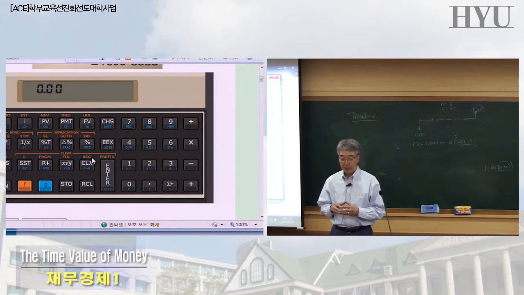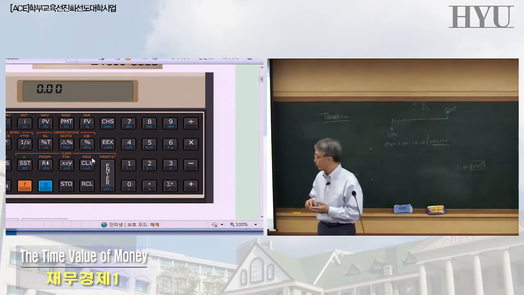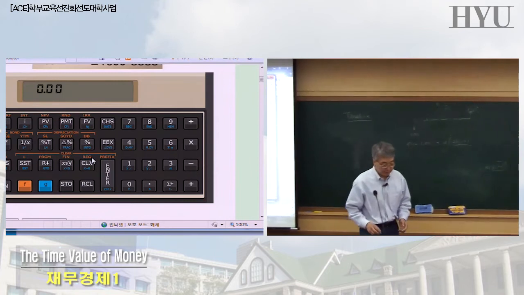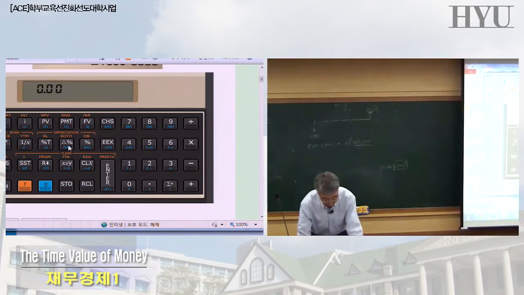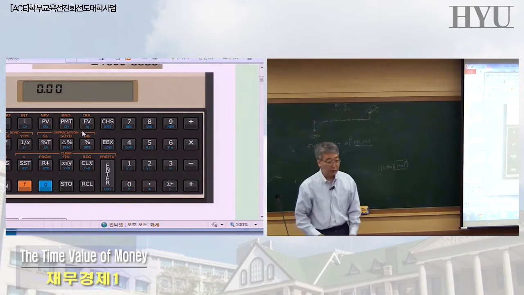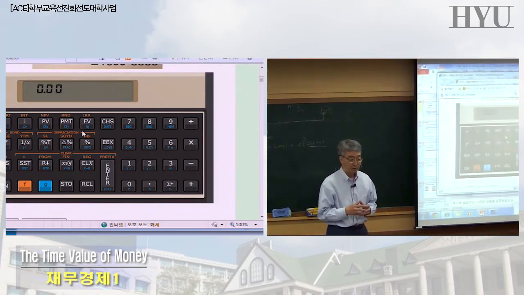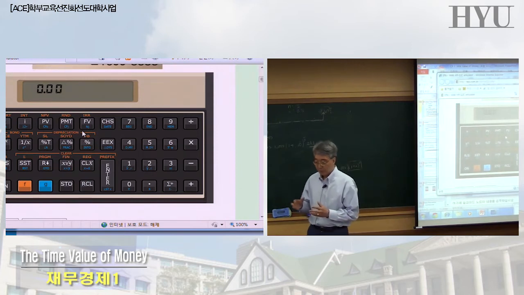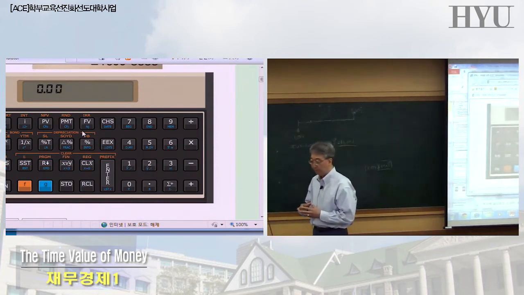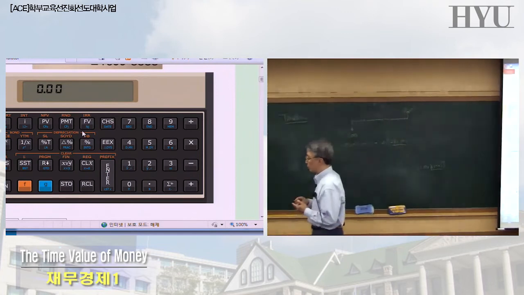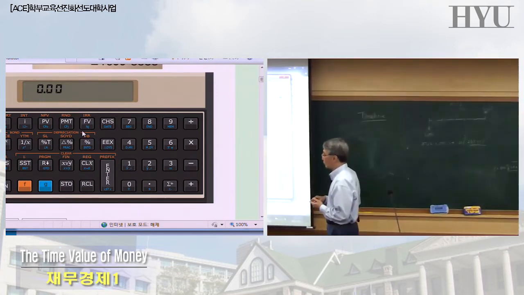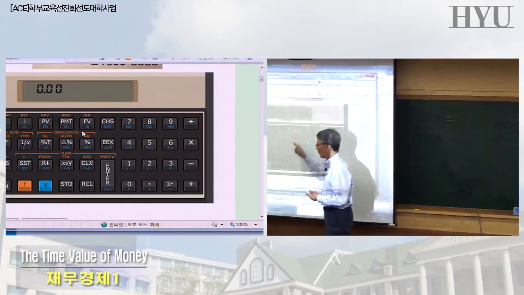The reason is when you put in some numbers, there are 5 keys on top here: N, I, PV, PMT, FV. You know what they are. These are the crucial 5 keys for financial functions. So in most of the problems, you will enter at least 3 of them: number of periods, interest rate, and the present value. And you can calculate the future value, right?